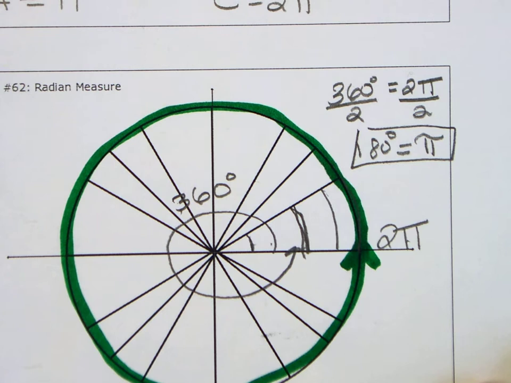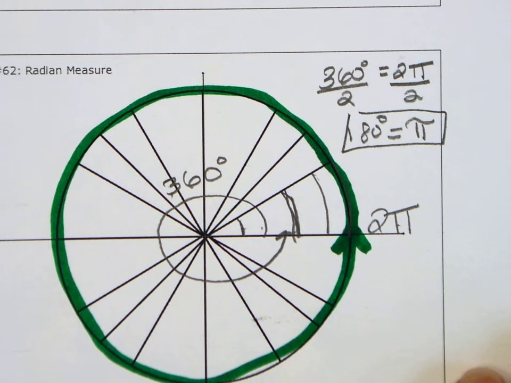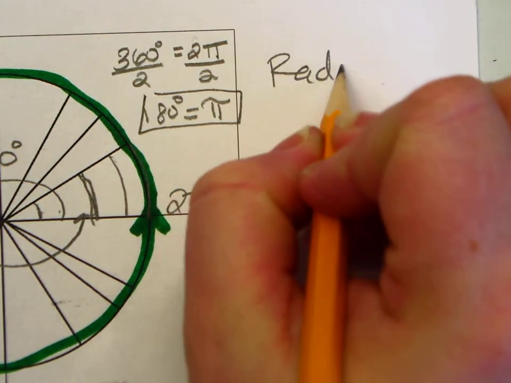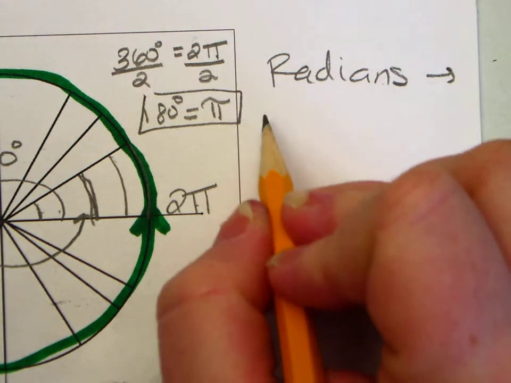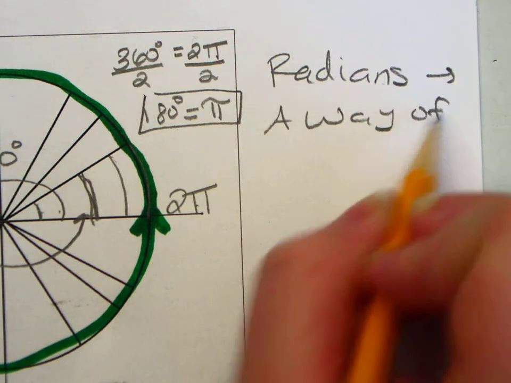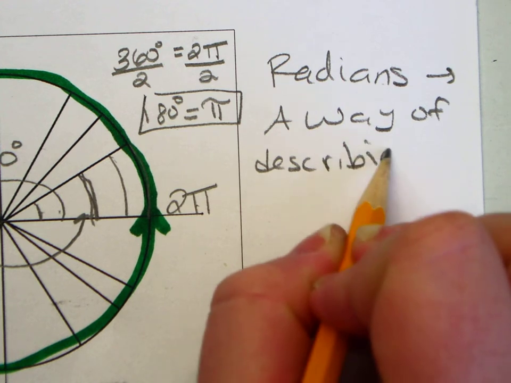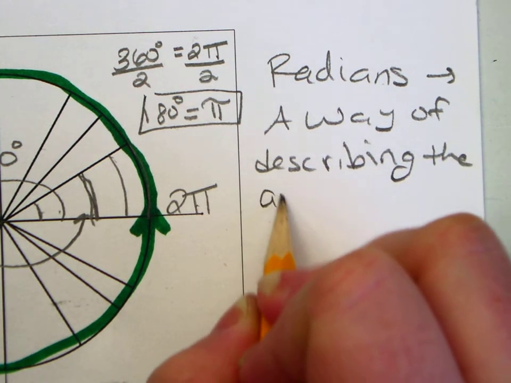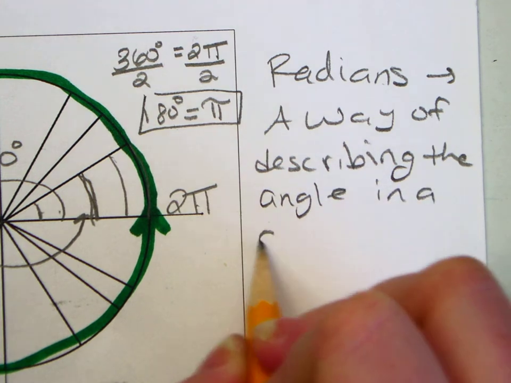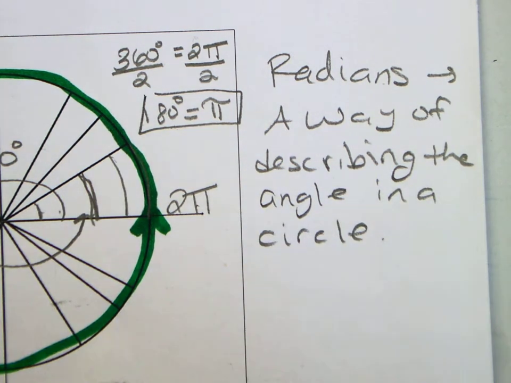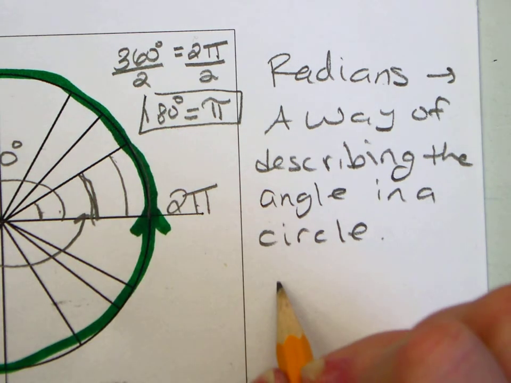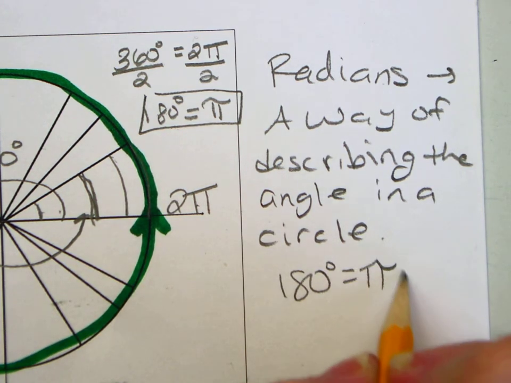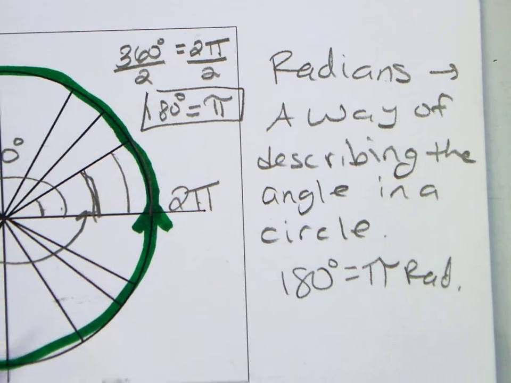Okay? A radian is just another way of representing the angle in a circle, or just any angle. Okay, kind of like we have degrees and Fahrenheit and Celsius. We have degrees and radians. All right, and our conversion is 180 degrees equals pi radians. Okay, so that's what our conversion is going to be.